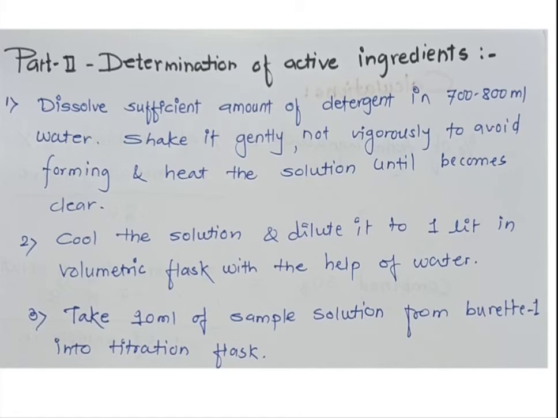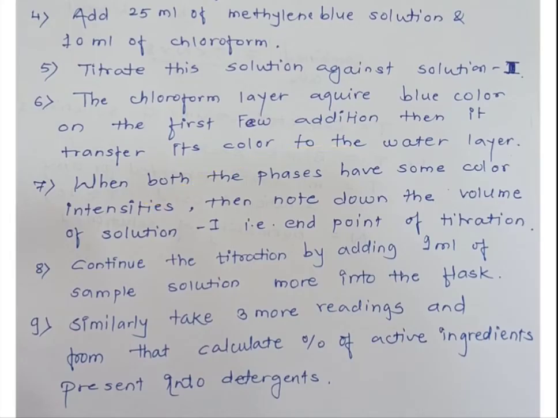Take 10 ml of solution from Burette 1 into the titration flask. Then we are going to add 25 ml of the methylene blue solution into it and 10 ml of chloroform. After that, titrate this solution against solution 1. The chloroform layer acquired blue color on the first few additions, then it transfers its color to the water layer.